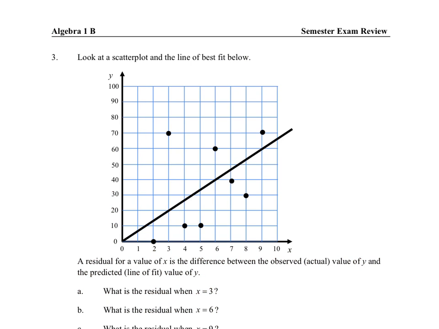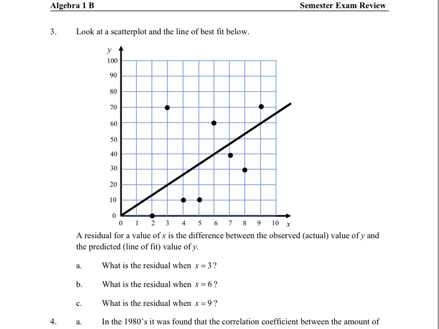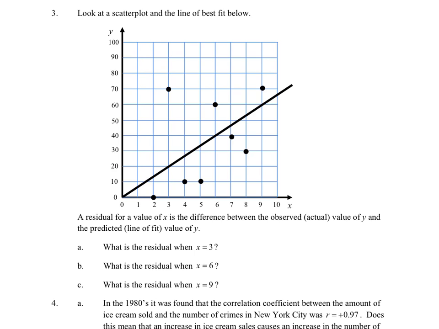Question 3. Look at a scatter plot and the line of best fit below. A residual for a value of x is the difference between the observed actual value of y and the predicted line of fit value of y. So they're asking us to find the residual when x equals 3, 6, and 9. If we remember, and it says it right here, it's going to be observed minus the predicted.